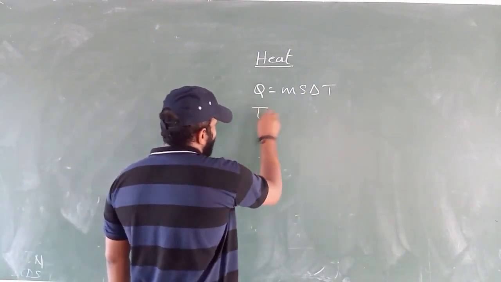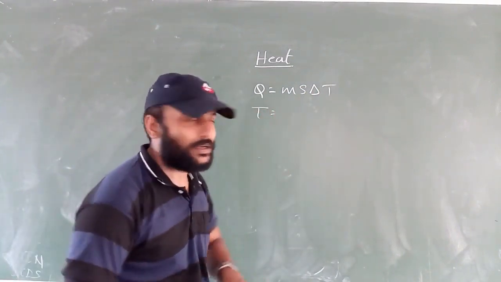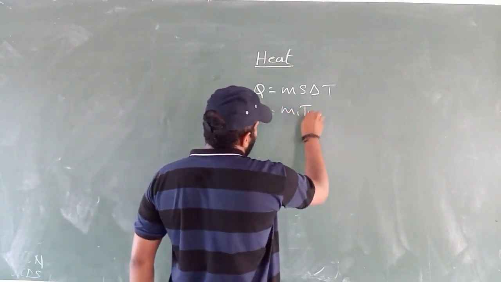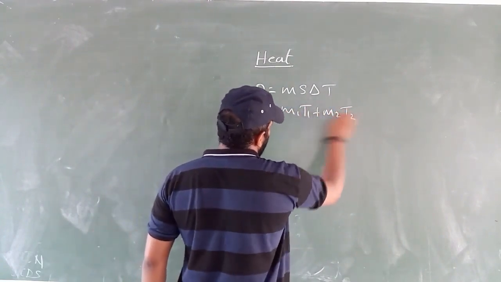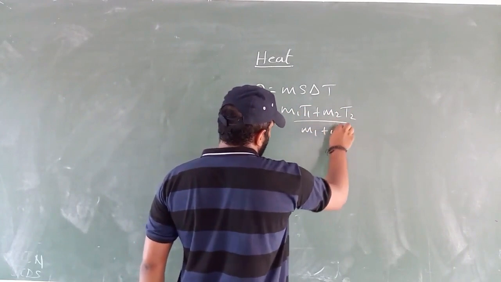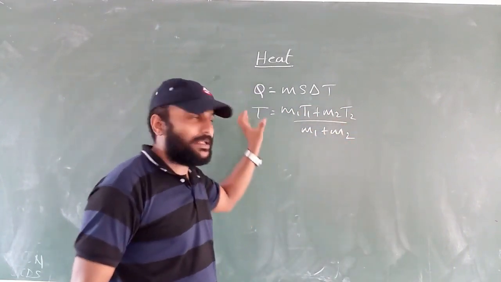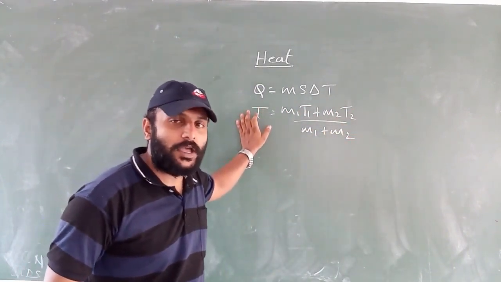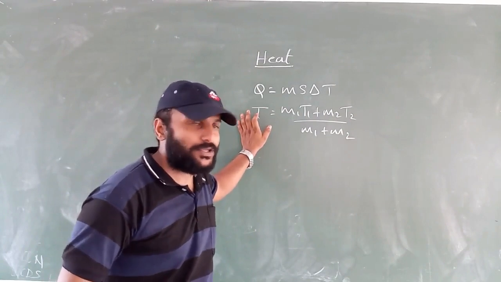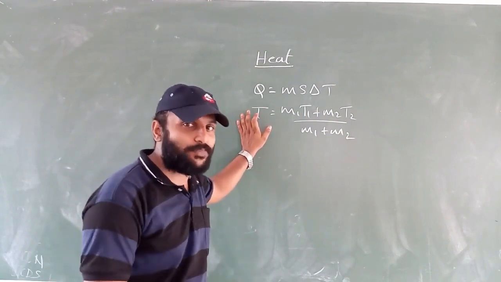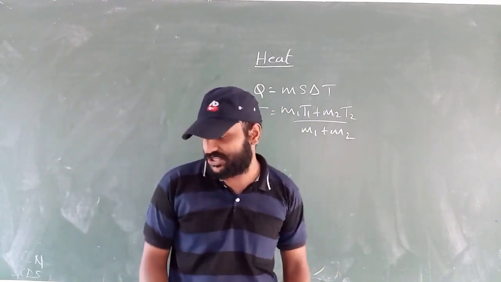Another one is the temperature of a mixture, which is (m1 T1 plus m2 T2) divided by (m1 plus m2). So these two are the main important formulas for solving problems in the heat chapter. Today in this class, let us see some numericals based on this chapter.